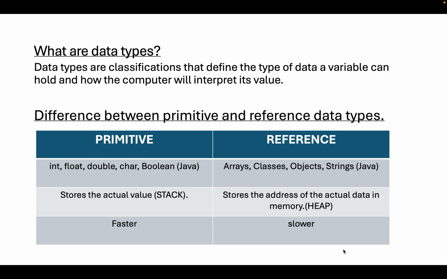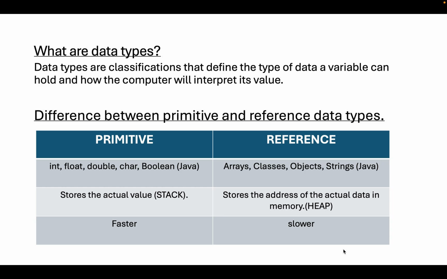Data types are classifications that define the type of data a variable can hold and how the computer will interpret its value. An example of a data type is the integer data type, which only holds integer values, such as 1, 2, 3, 4, 5, 6, 7, and so on. Another example is the float data type, which holds only decimal values.